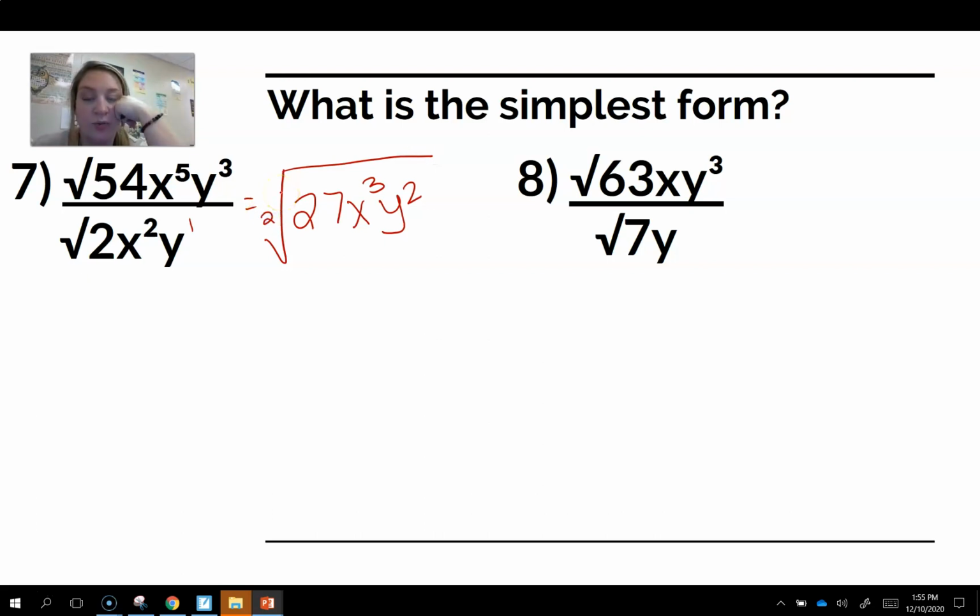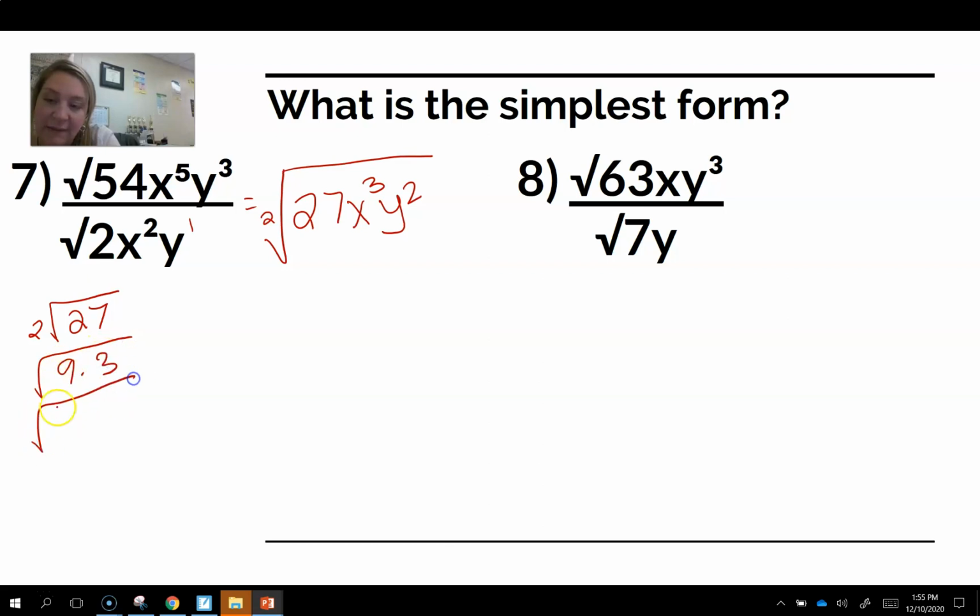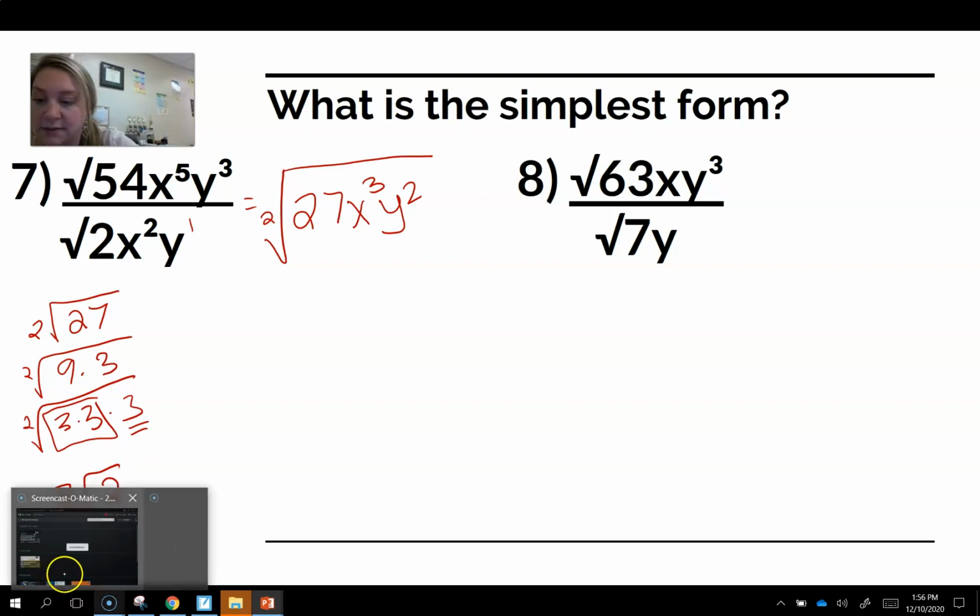My index is 2, so now we have to split things up. 27, there is no square root of 27. I have to split it up and try to find one. So 27 can be broken apart to be what? 9 times 3. And then 9 can be broken apart to be 3 times 3. Remember, our index is 2, so we're looking for a pair of numbers, and there's a pair of 3's. So the 3 gets to come out, but this one is still inside my square root. So that's part of my answer.